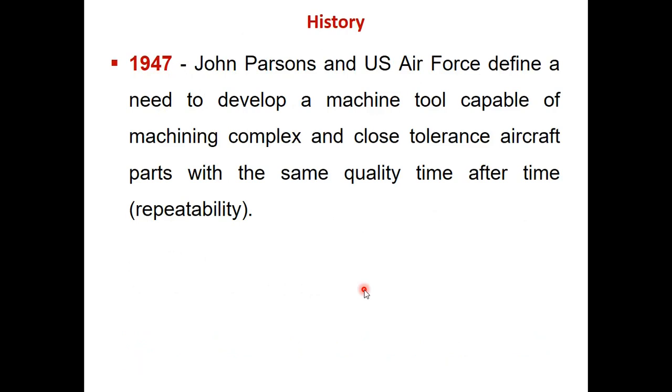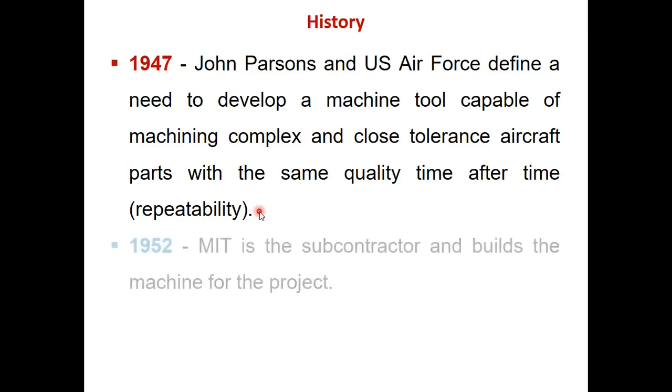Before starting the CNC part, let's go to the history first. In 1947, John Parsons and the US Air Force defined a need to develop a machine tool capable of machining complex close tolerance aircraft parts with the same quality time after time. They wanted a better repeatability process, and that is when they introduced NC programming or NC machines.